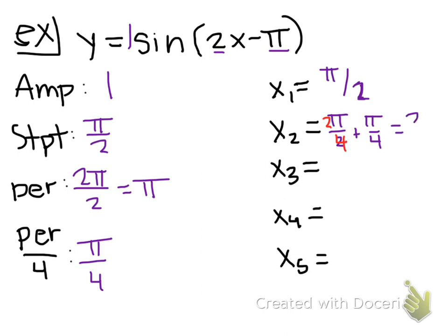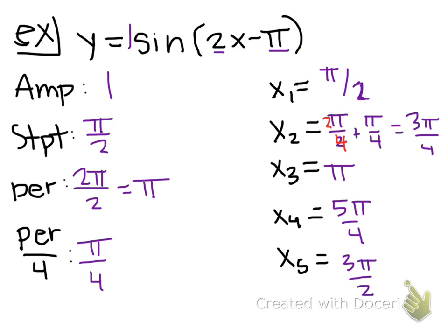So my x2 value will be at 3 pi over 4. And then I'm going to continue to add pi over 4. So 3 pi over 4 plus pi over 4 will be pi, which is the same thing as saying 4 pi over 4. If I add another pi over 4, I'll be at 5 pi over 4. And lastly, we'll finish off at 6 pi over 4, which reduces to be 3 pi over 2.